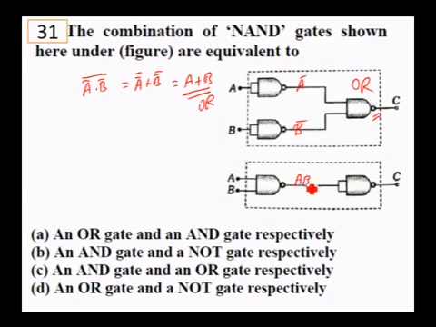A NAND gate basically is giving AB bar, and a shorted input NAND gate acts like a NOT gate. So if it is acting like a NOT gate, AB bar is already there, one more bar means this becomes AB. So essentially this is an AND gate then. So this means an OR gate is there and an AND gate is there, you can go for A.